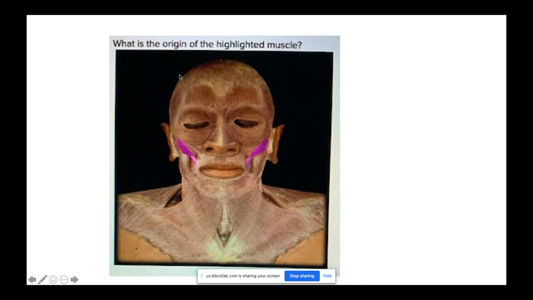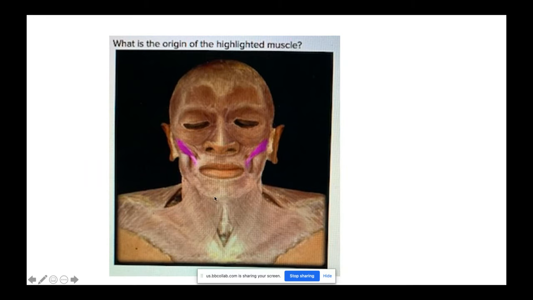All right, what is this asking? What is the origin of the highlighted muscle? Here we're not even asking what the muscle is, but now it's asking for the origin. So now you have to go back and think, what bone is here? If it gives you choices, is it the mastoid? No, it doesn't look like mastoid.